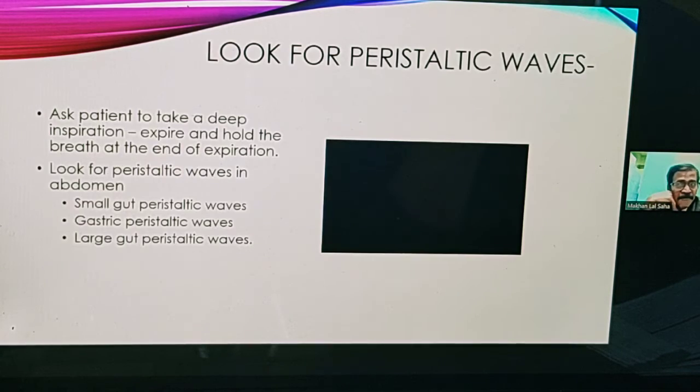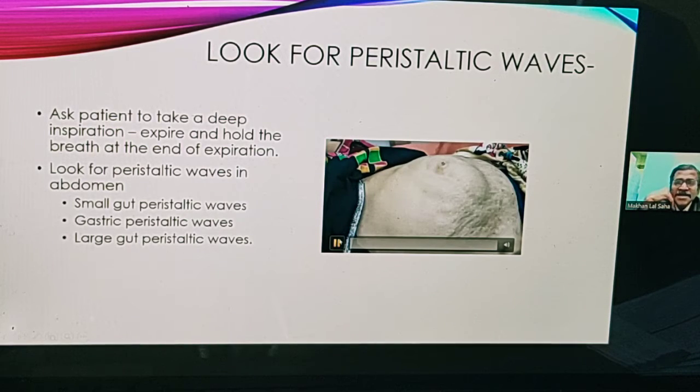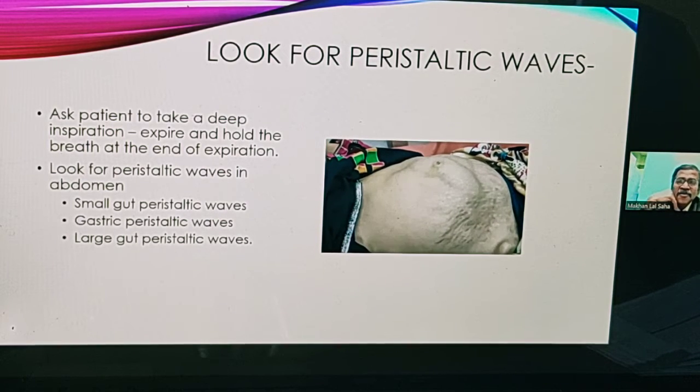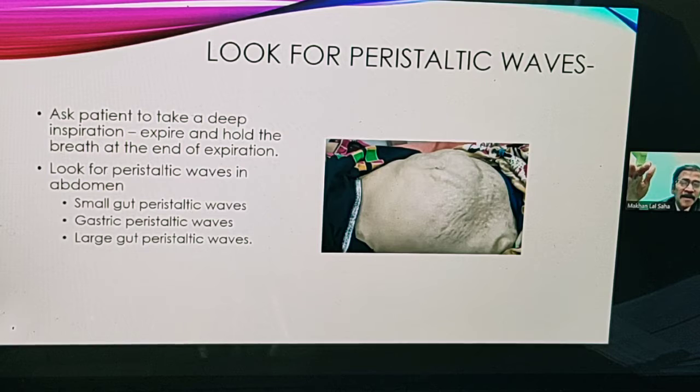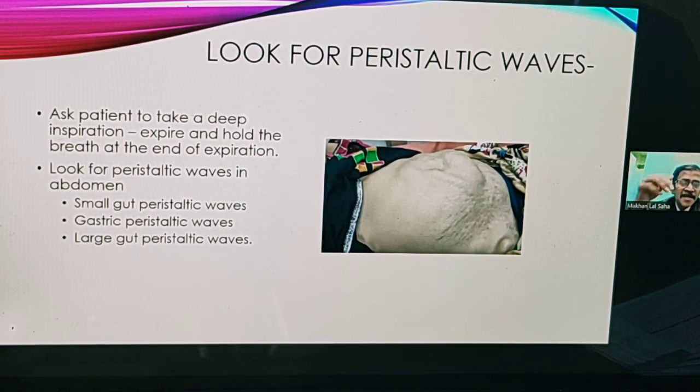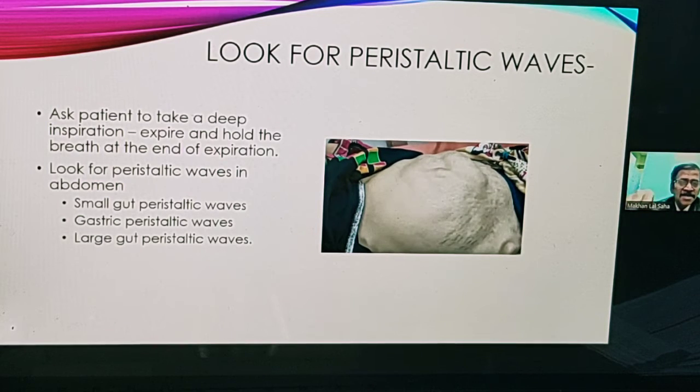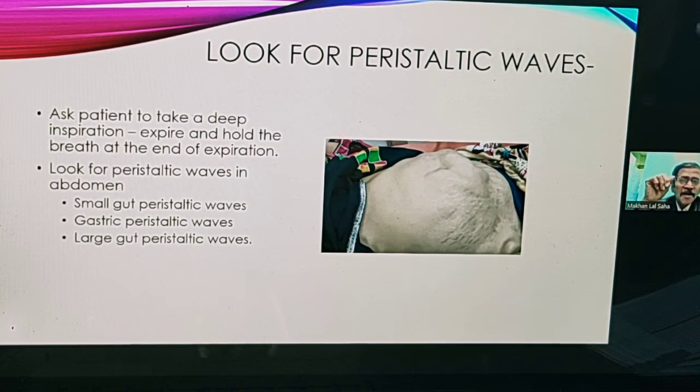Look for peristaltic wave. How to look for peristaltic wave in the abdomen? Ask the patient to take a deep breath, ask the patient to expire and hold the breath at the end of expiration and look for peristaltic waves. You see, this patient has got peristaltic waves which are in the central abdomen, and this is moving one after the other. This is a classical step ladder pattern of peristaltic waves being seen in the abdomen. This is the patient of acute intestinal obstruction. So that is how you look for.